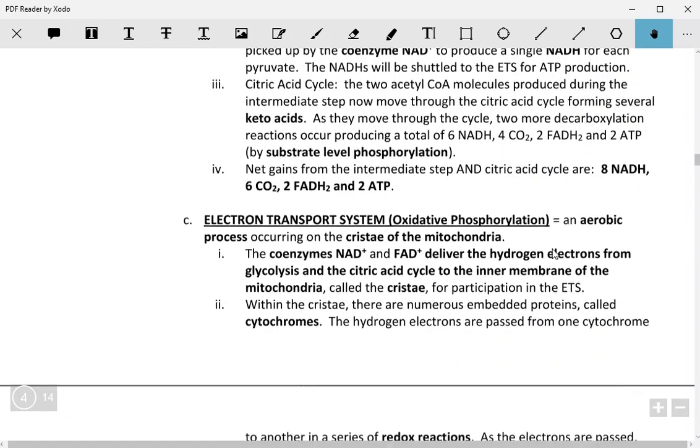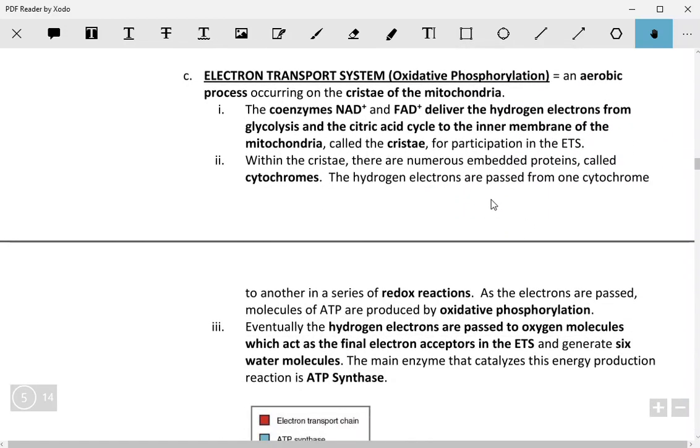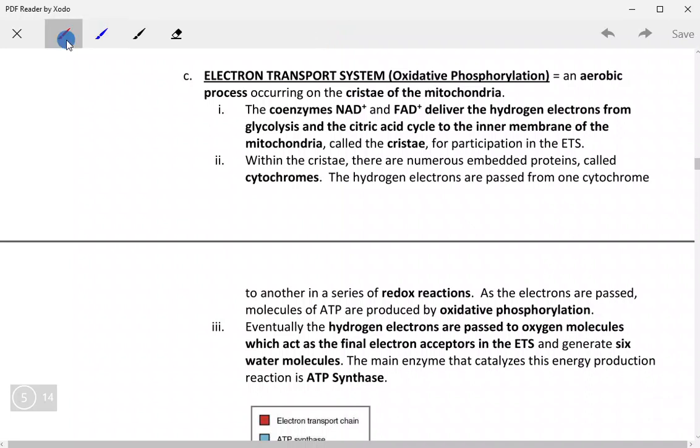All right, so that is where this process, this oxidative phosphorylation, is going to occur. And what does it begin with? Well, remember your coenzymes NAD plus and FAD plus? Well, remember they were reduced, right? NAD plus, we had some of them reduced in glycolysis. FAD plus and NAD plus, we had some of them also reduced in the citric acid cycle. When I say reduced, I mean they gained hydrogen electrons. They were carrying hydrogen electrons.